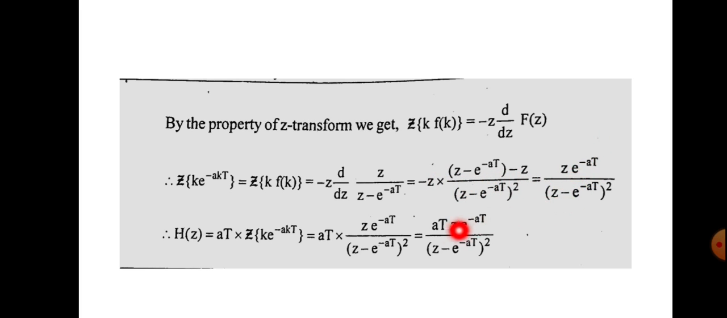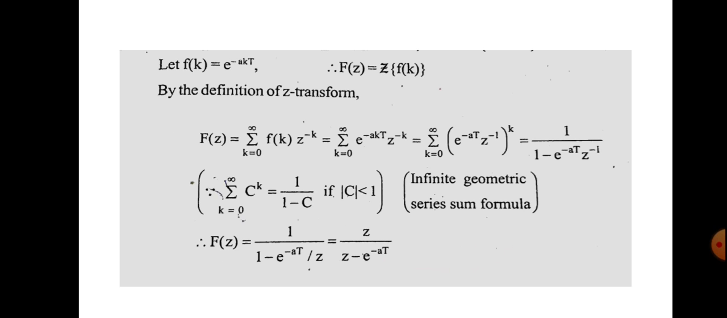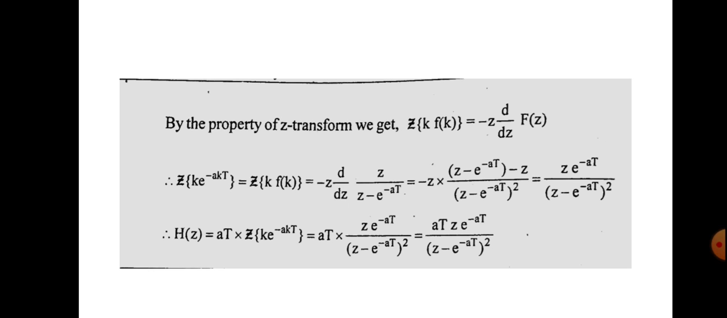Okay, so we can write H of z is equal to at into the Z transform of k e raised to minus akt. We obtained that relation from here. Here H of z is equal to the Z transform of h of kt, that equals the Z transform of a k into t into e raised to minus akt, that equals at into the Z transform of k e raised to minus at. Now we have to multiply this equation with at in order to obtain H of z. So finally we can write H of z will be equal to at into this equation.